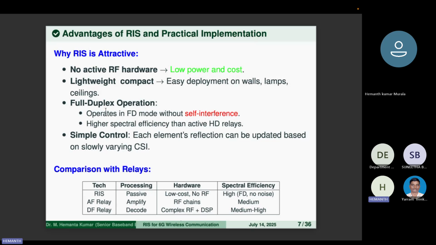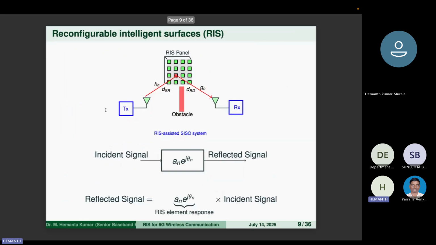Compared with some other systems, I will not discuss much more as we have lack of time. I will focus only on RIS design and how to enhance the signal-to-noise ratio. So next slide. I will not touch these advantages. Coming to the point.